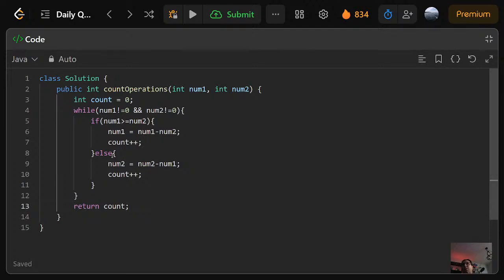And in the else condition, that means that num2 is greater than num1. So in that situation, you set num2 equal to num2 minus num1, because num1's the smaller number in this condition, because it's the alternate of this one. And you also have to count that as an operation as well. And it'll leave the while loop and return count when one of them gets to 0.